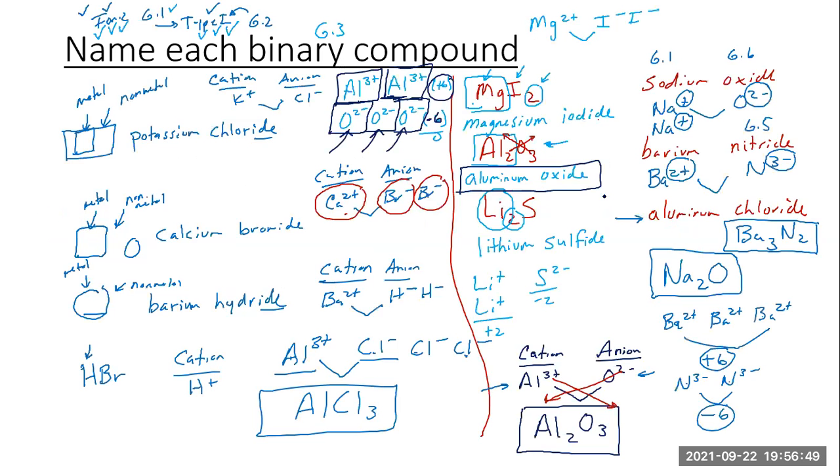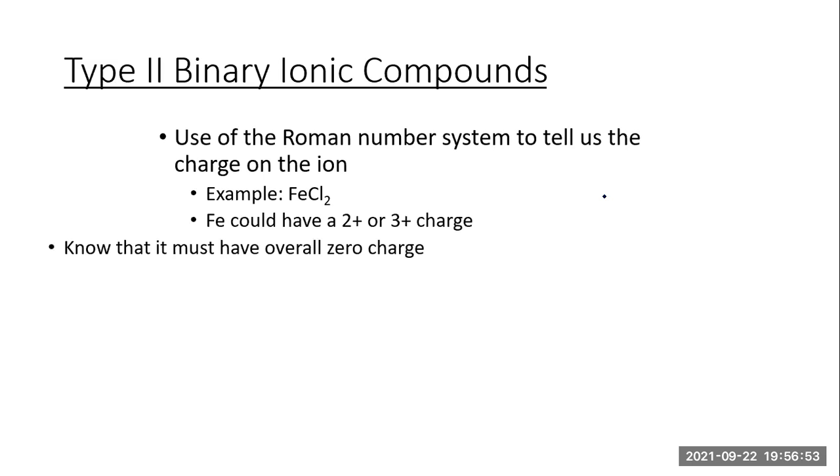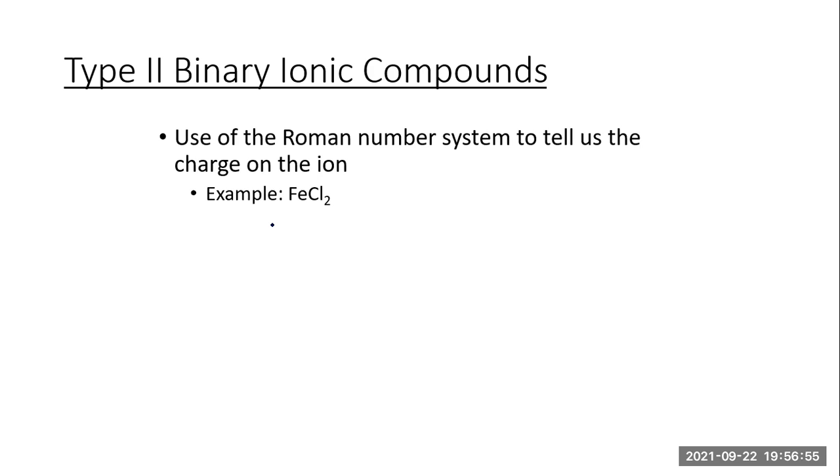And that little chart that we just looked at is going to be very helpful here with type 2 compounds. So what is the difference between type 1 and type 2? There is not really much of a difference. They are both ionic compounds. Type 2 compounds are also a metal and a non-metal. And just like type 1, it is the metal that's really important.